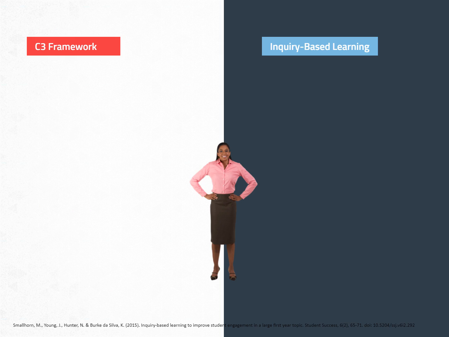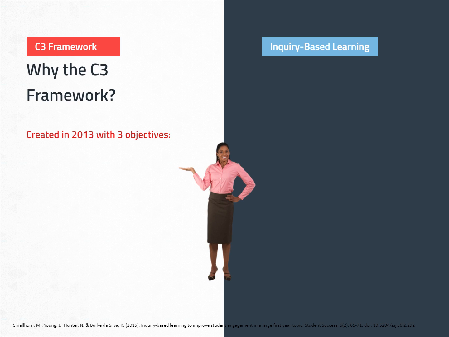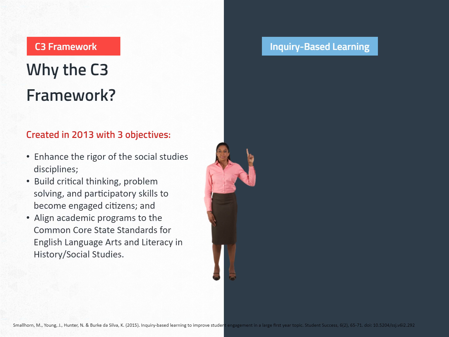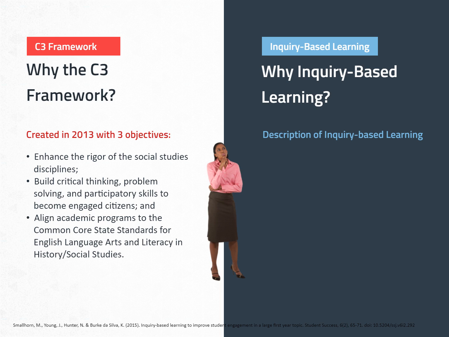Before we continue with the instructional shifts, it is important to discuss a little background information concerning the development of the four instructional shifts. Let us begin with the C3 framework. Created in 2013, it contains three primary objectives: enhance and increase the rigor of the four disciplines within social studies, build a specific set of skills that seek to create more engaged citizens, and align social studies to a common set of standards.